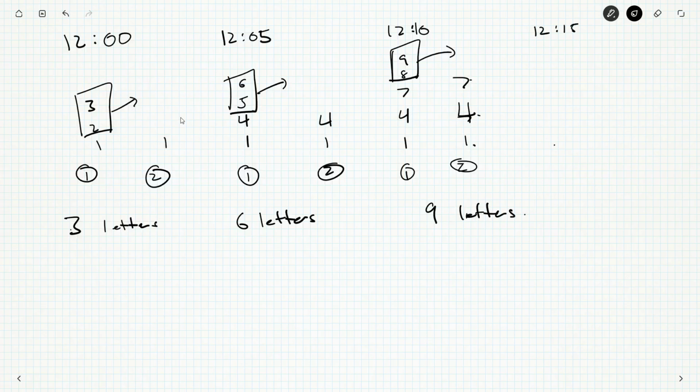At 12:15, we'll have 1, 4, 7, the 10th letter, the 11th letter, the 12th letter, but then these 2 letters go away with our next step. And we're left with 1, 4, 7, 10. The next one will be 13, and so on.